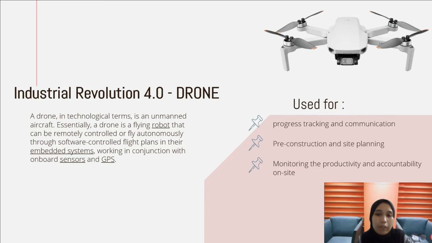Next, in surveying, we use drones as part of our Industrial Revolution 4.0. In technological terms, a drone is an unmanned aircraft. Essentially, a drone is a flying robot that can be remotely controlled or fly autonomously through software-controlled flight plans in its embedded systems, working in conjunction with onboard sensors and GPS. GPS is actually one of the systems that we use in surveying, but that will be explained by Suhaila later.